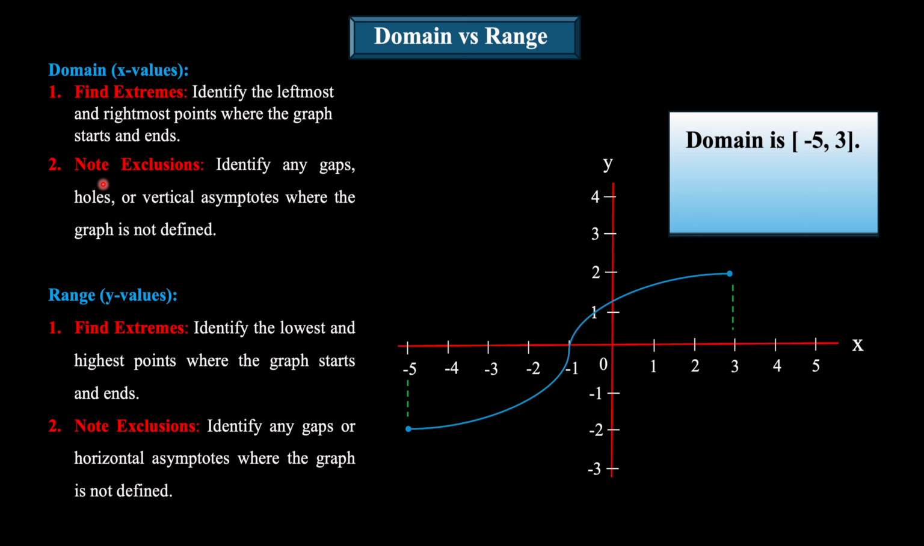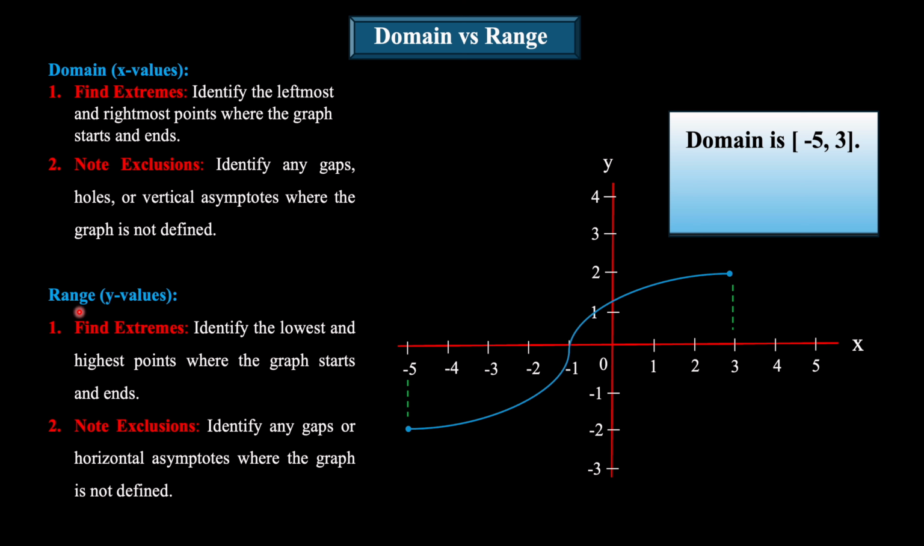Second step, sometimes you have this case and sometimes not. Like in our case, we didn't have it. This means no exclusions. Identify any gaps, holes or vertical asymptotes where the graph is not defined. In the next examples, we will see that sometimes you have a curve coming from here that does not continue, like you have a gap here and the other part of the graph continues from here. Okay, we will see it.